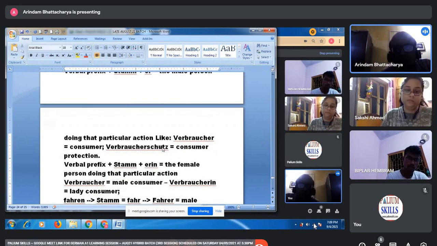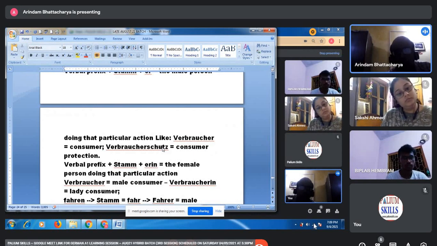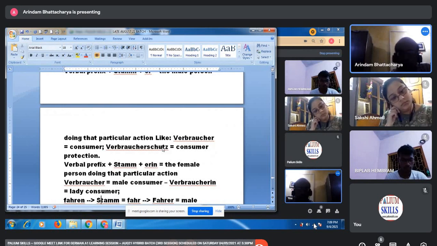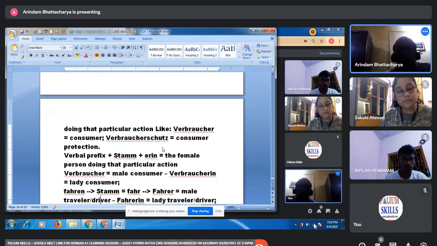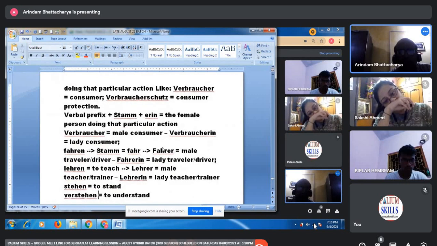Verbal prefix plus stam plus erin is equal to the female person doing that particular action. Verbraucher is the male consumer, Verbraucherin is the lady consumer. Clear? Fahren, stam is fahr. Fahrer means male traveler, male driver. Fahrerin means lady traveler, lady driver. Lehren means to teach. Lehrer means male teacher, trainer. Lehrerin means lady teacher, lady trainer.